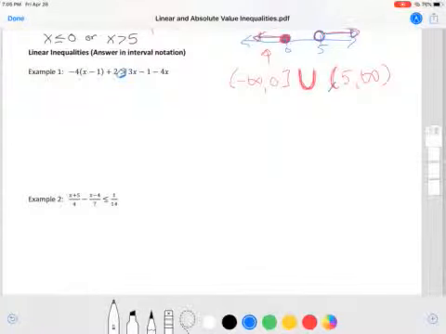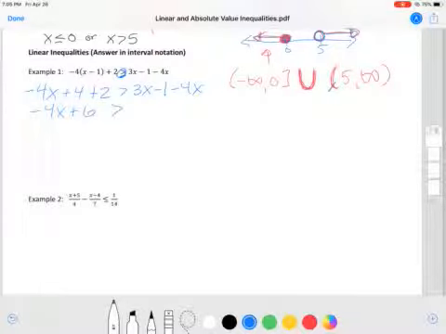The first thing I want to do is distribute that -4. So I have -4 times x, and the -4 times the -1 is going to give me a +4. And I'm going to carry everything else down. And then I'm going to combine like terms. So I have the 4 and the 2 on the left, I can combine and make that a 6. And then on the right-hand side, I can combine the 3x and the -4x to give that a -x.